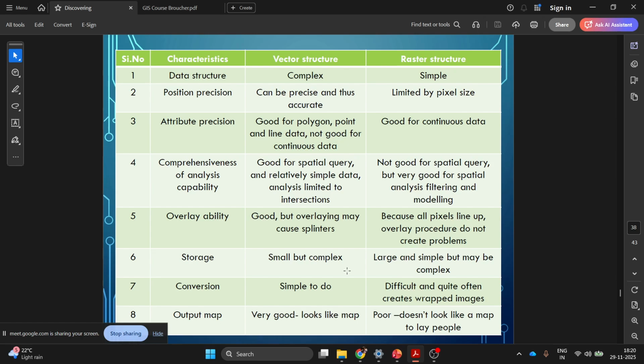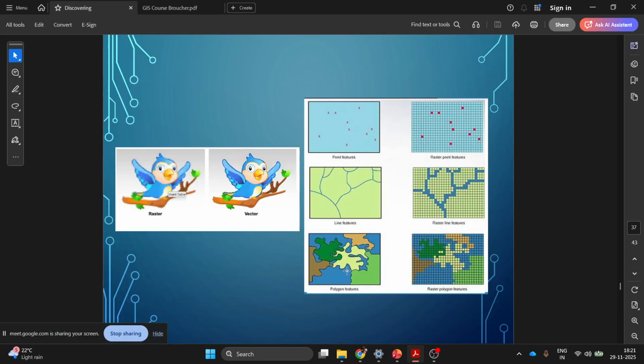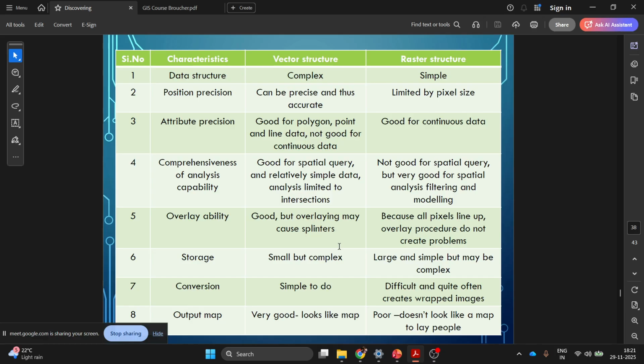But in case of a raster structure, it is simple. Each grid will have a particular value. And also position precision can be precise and accurate. For example, the boundaries are clearer in a vector file when compared to a raster file. Again, this is limited in a raster file by pixel size and also attribute precision. It is good for polygon, point, and line data, but not good for continuous data.